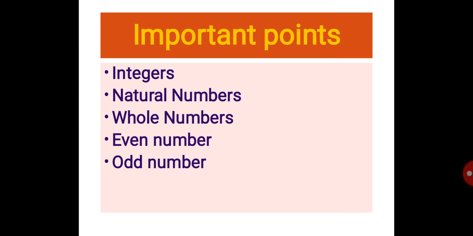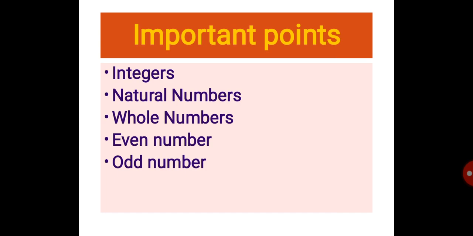Second one is natural numbers. It consists of all the positive numbers. Example: 1, 2, 3, 4, and so on. Now, our next point is whole numbers. These are the basic counting numbers like 0, 1, 2, 3, 4, 5, 6, and so on. These all are known as whole numbers.